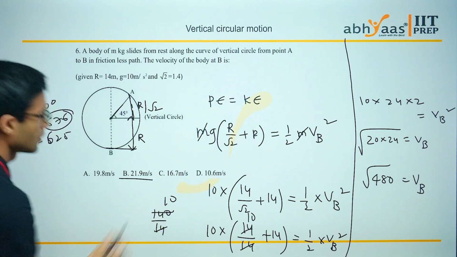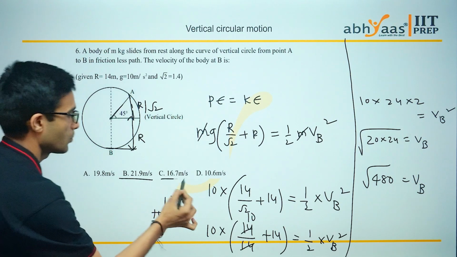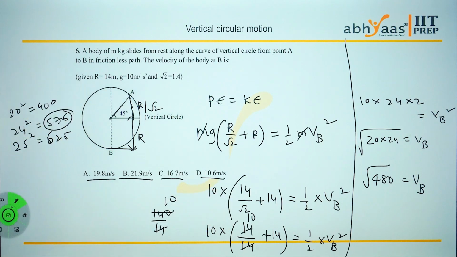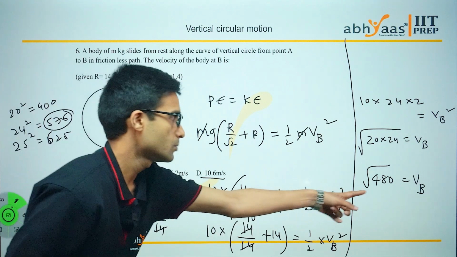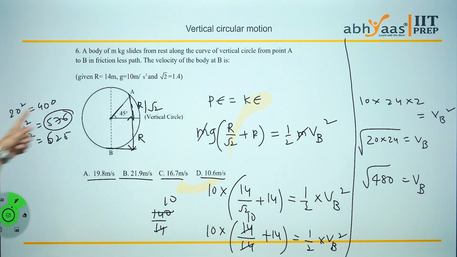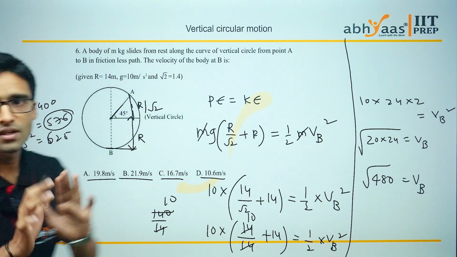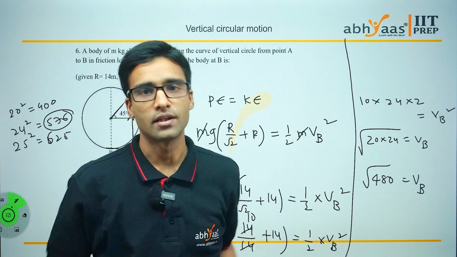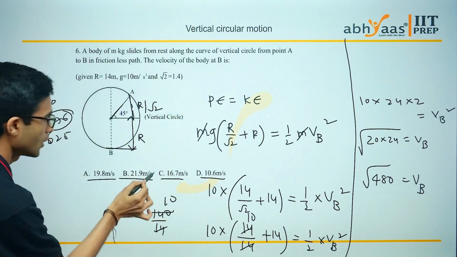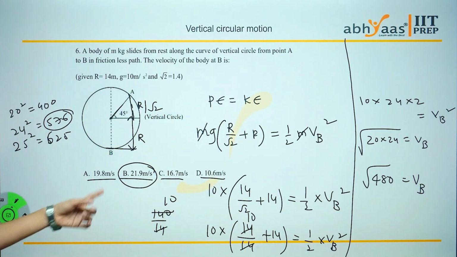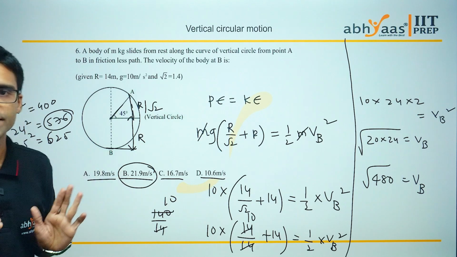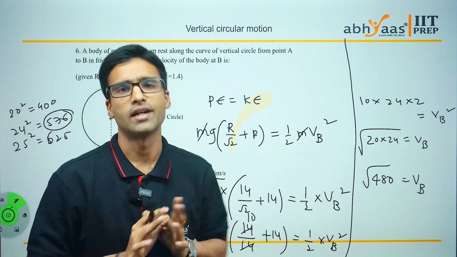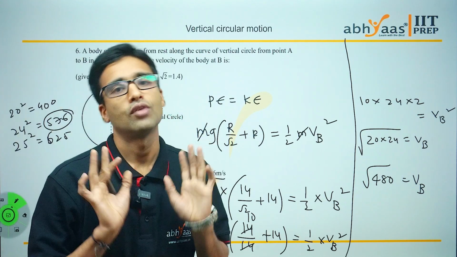Here the options are 21.9, 16.7, 10.6, 19.8. What is the answer? It is more than 400. 20 square is less, 24 square is more. The options have no big gaps, but if you observe the options, no need for big calculation. 21.9 is there. That means from the options you can understand the answer is 21.9.